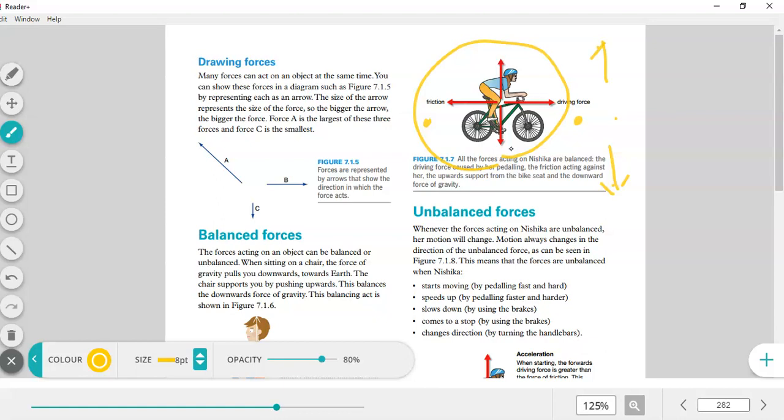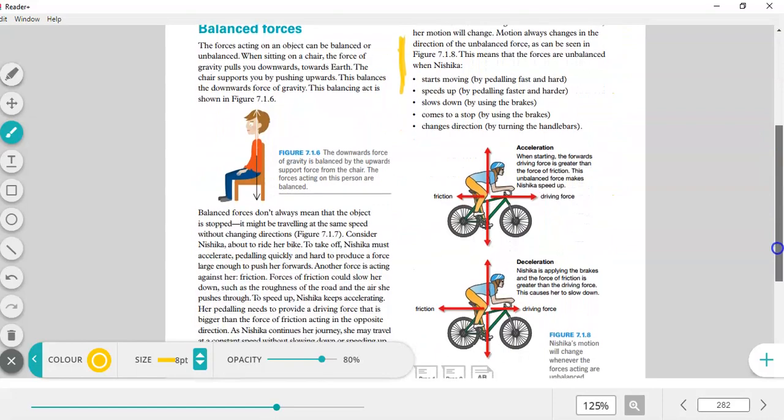Forces acting on an object can be balanced or unbalanced. When we draw forces, we must use a forces diagram and the arrows. The arrows indicate whether the object has balanced or unbalanced forces on it.